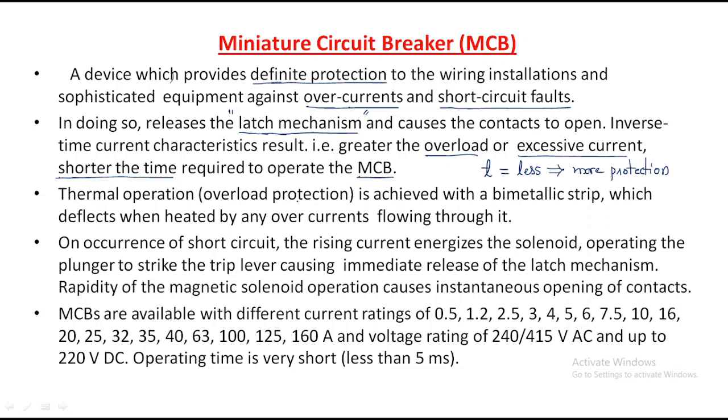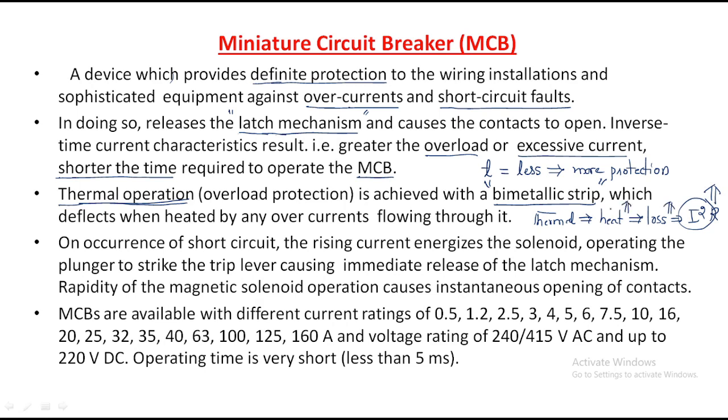Thermal operation overload protection is achieved with a bimetallic strip. So in the miniature circuit breaker we have a bimetallic strip. This bimetallic strip operates on the thermal operation. Thermal operation means whenever it gets more current or overload. What is thermal? Thermal means heat. How do we get the heat? Heat comes from the loss. Loss means I squared R. Whenever the current increases beyond the rated current, the loss will increase, and thus the loss produces heat.